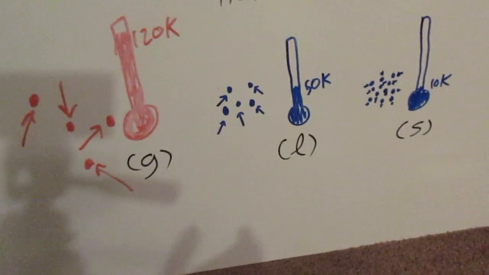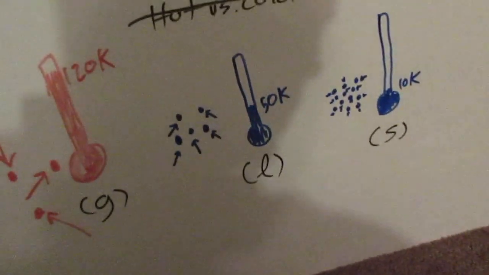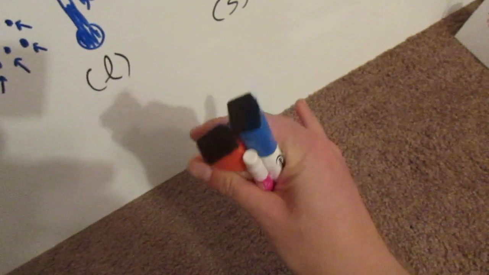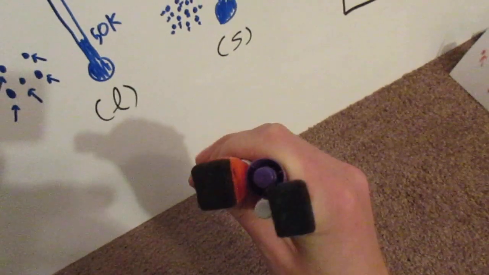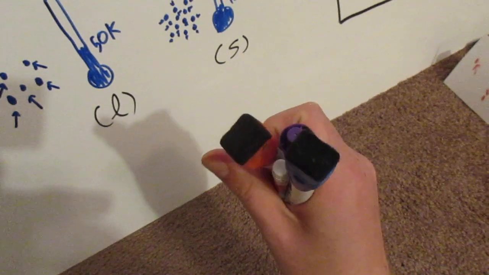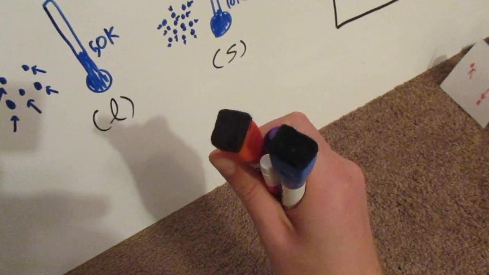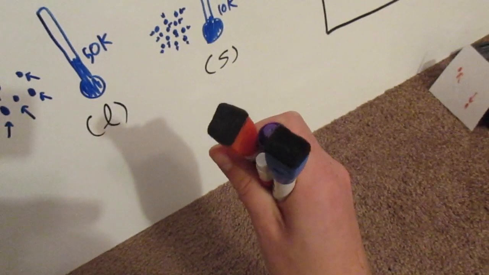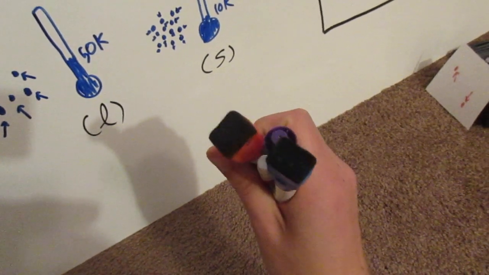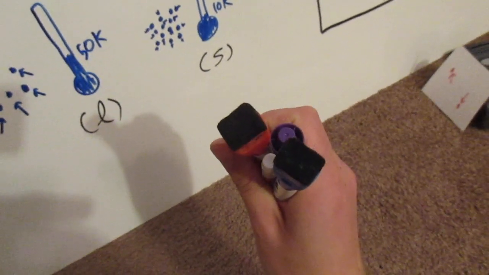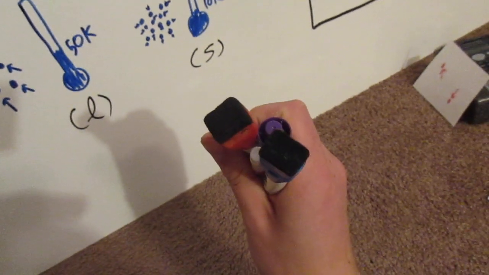So I just wanted to go through that. For example, I got a bunch of markers right here. Solids are going to be like this. They're going to be here, but they're going to be moving just back and forth, not really moving that much. And as the temperature goes down and down, they move less and less until they hit a point of no movement, which we call absolute zero, which we talked a little bit about as well.